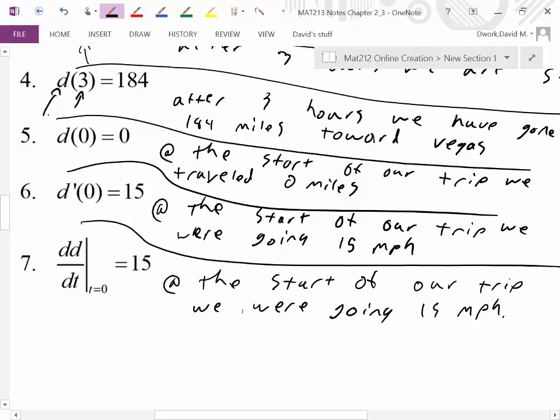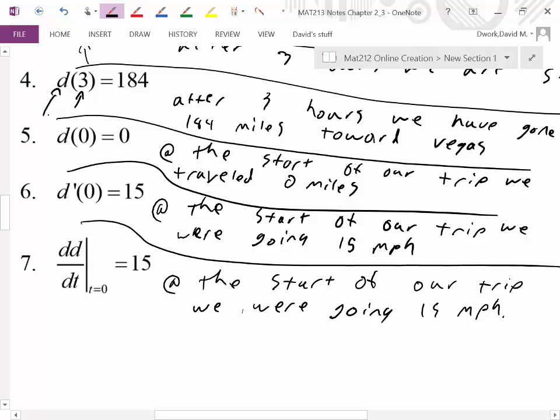Okay, so on these last 3, number 5, 6, and 7. So number 5, hopefully you interpreted this something like you first noticed there's no prime, so it's not a derivative. So therefore it's just a time and a distance. So at time 0, that's when we're starting our trip. We haven't traveled at all. So maybe you said something like, at the start of our trip, we have traveled 0 miles. Perfect. And then since this one has a prime, now we're talking about a rate of change. Now we're talking about our speed. So therefore, at the start of our trip, we are going 15 miles per hour.